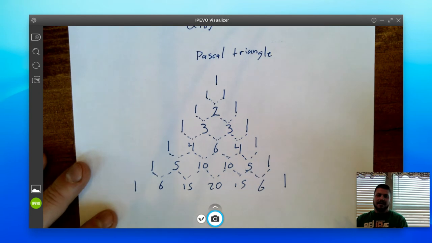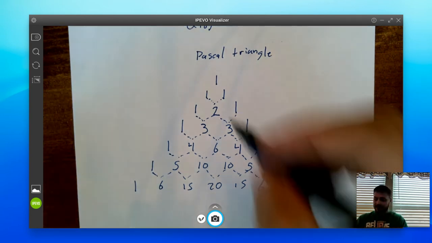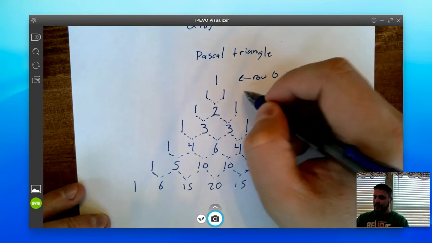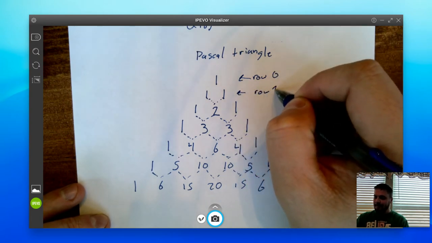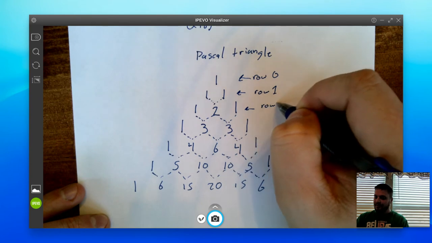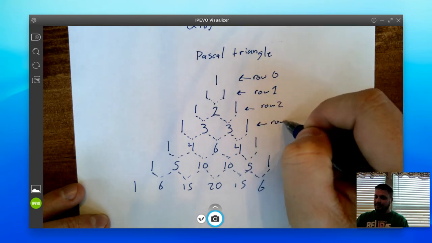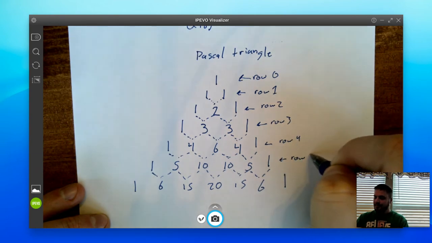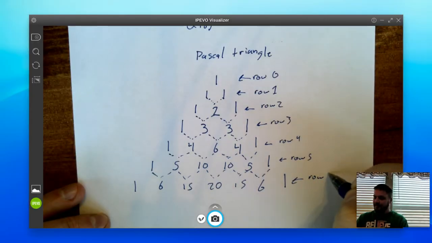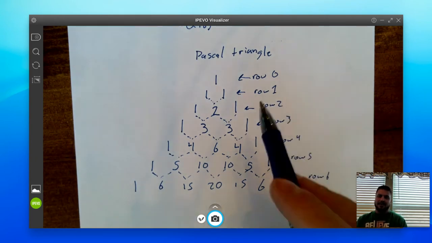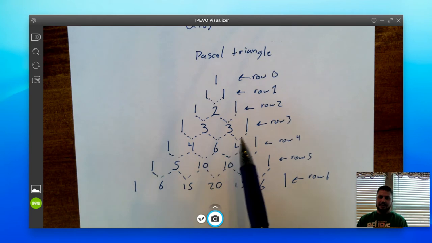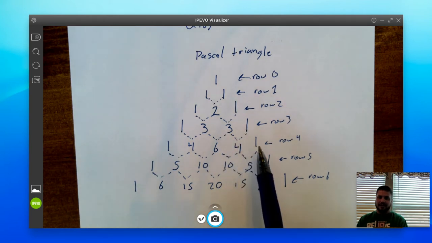Now, the most important thing to remember about Pascal's triangle is that the very top they call row 0, which means that this is row 1, and this is row 2, and this is row 3, row 4, row 5, and row 6. How I remember that is that the row number is always the number that's right inside the 1. So right inside the 1, this is row 2. Right inside the 1, this is row 3. Right inside the 1, this is row 4. Right inside the 1, this is row 5.